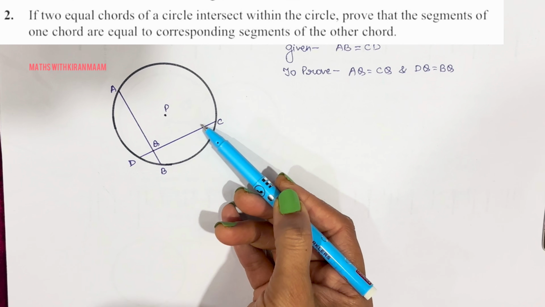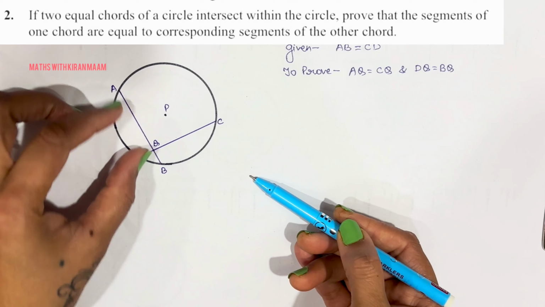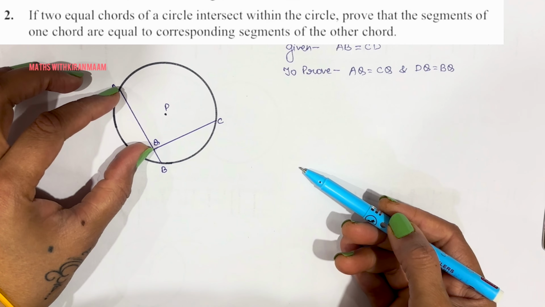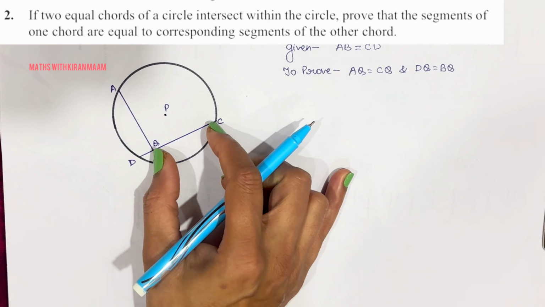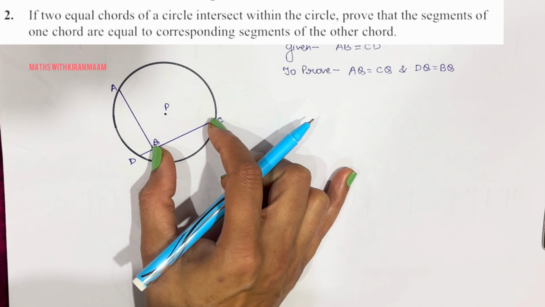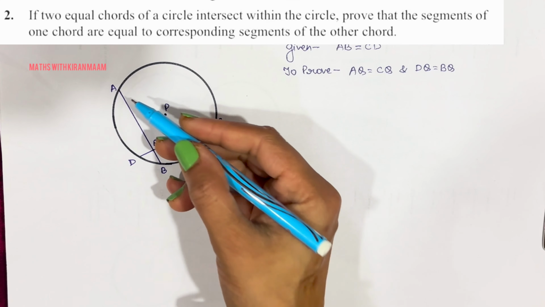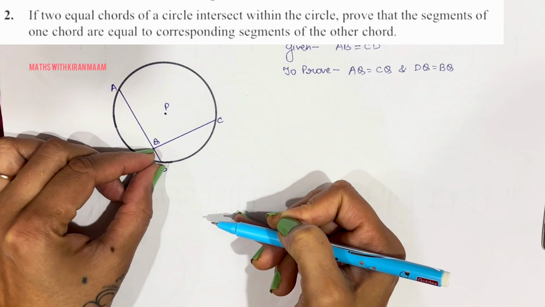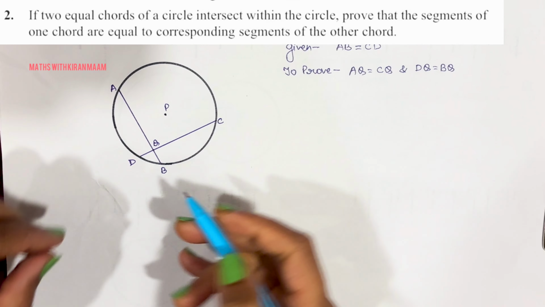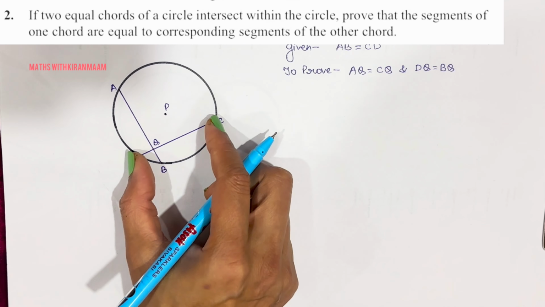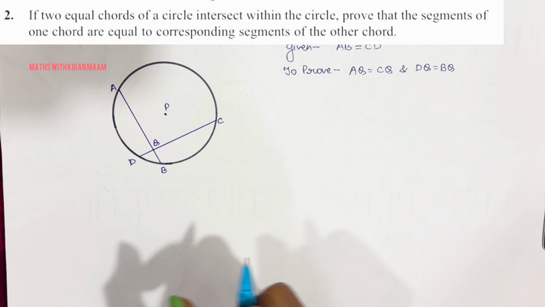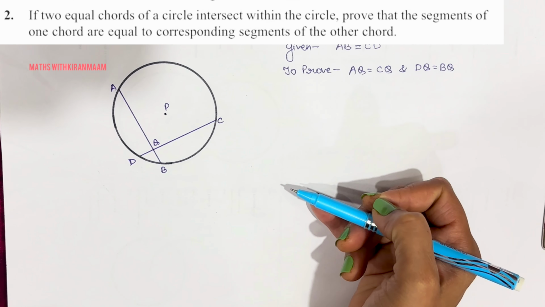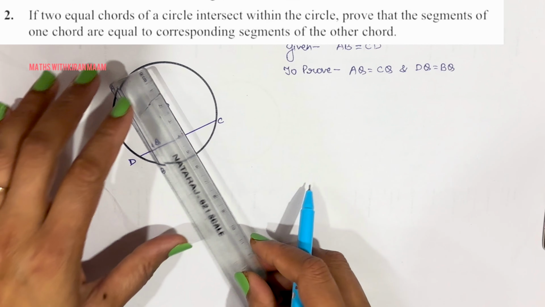So in chord AB, there are two segments, AQ and QB. AQ is the bigger one and QB is the smaller segment. In chord CD, CQ is the bigger segment and QD is the smaller segment. So we have to prove the bigger segments of both the chords are equal, like AQ equals CQ, and the smaller segments of both the chords, DQ equals QB or BQ.